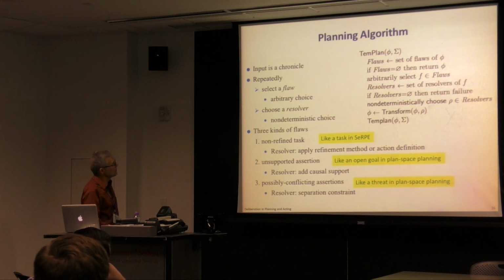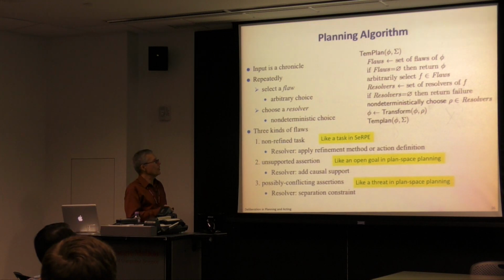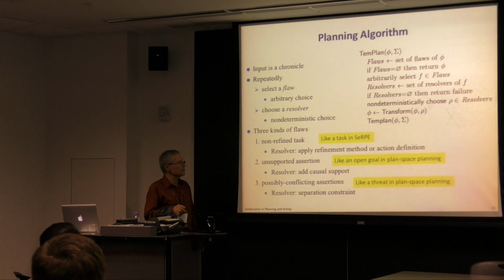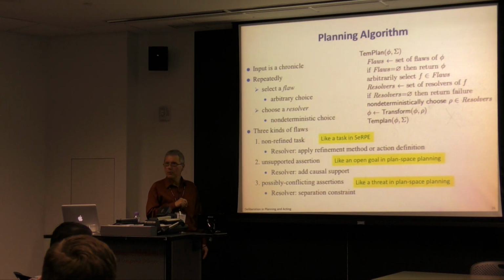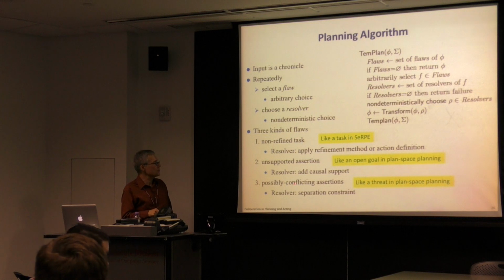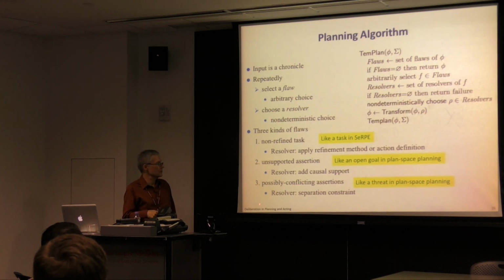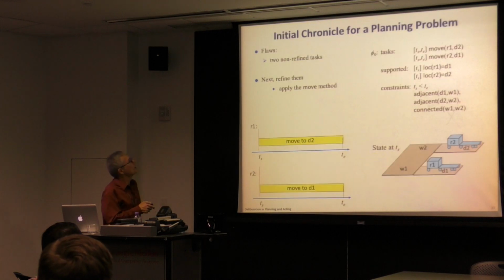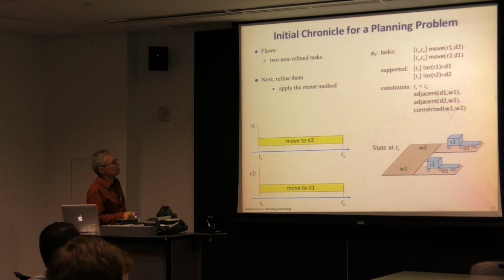Okay, there's three kinds of flaws that we can have. One is a non-refined task. That's like a task in SeRPE. A resolver for it is to apply a refinement method or an action definition. An unsupported assertion, that's like an open goal in plan space planning. We need to add causal support for it. And finally, possibly conflicting assertions. Those are like threats, and we need to put in separation constraints. Okay?